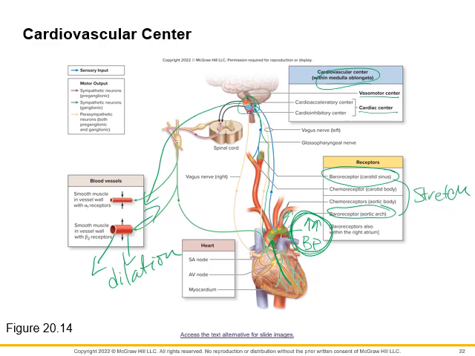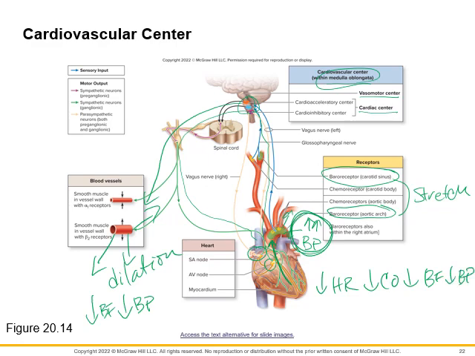That'll cause, if I increase the space in the lumen, that decreases blood flow, decreases blood pressure. What else could I tell the heart to do? I could send a message to the SA node or the AV node, right? And I could tell them to decrease heart rate. If I decrease heart rate, that decreases cardiac output, that decreases blood flow, that decreases blood pressure.